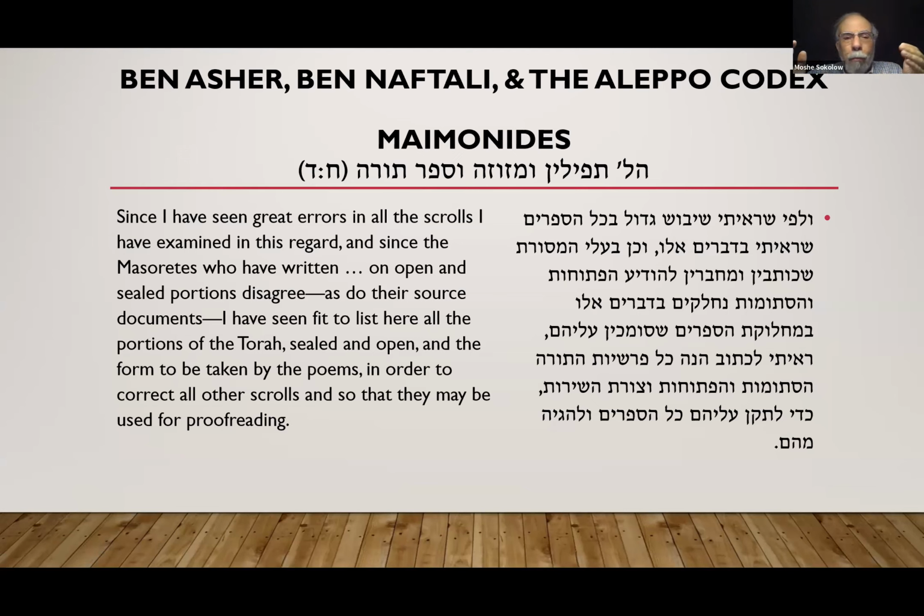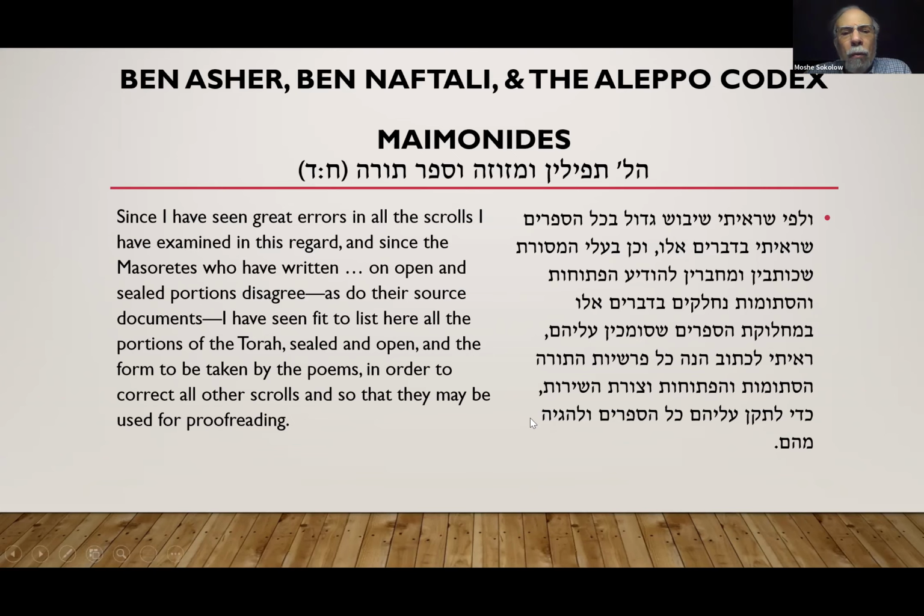Maimonides specified exactly how all of this is supposed to be written in a Torah scroll, kedei l'taken aleihem kol hasefarim, so that all other scrolls will be brought into line with this, ulahagia mehem, and so that we could produce a perfect scroll that others could use for proofreading.